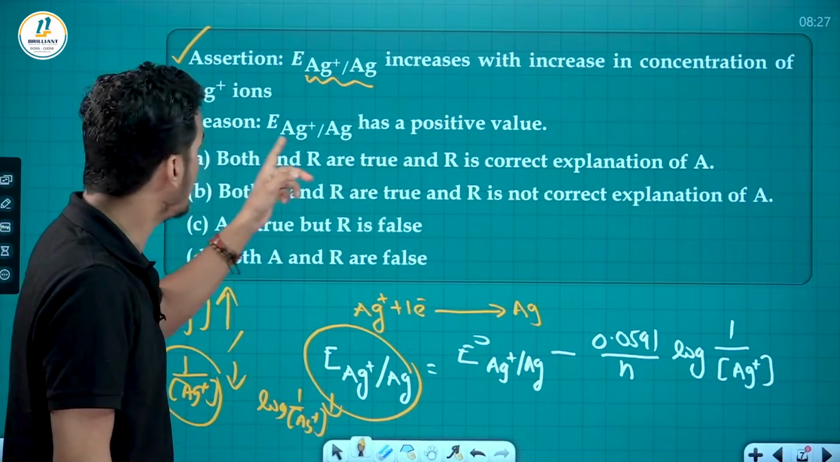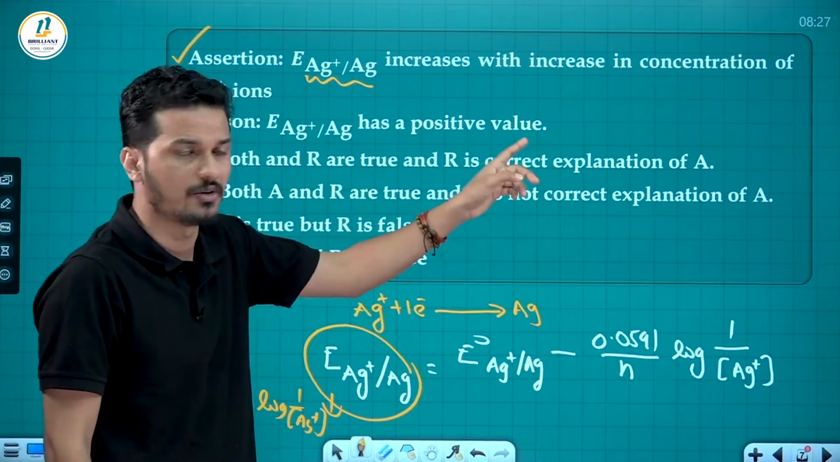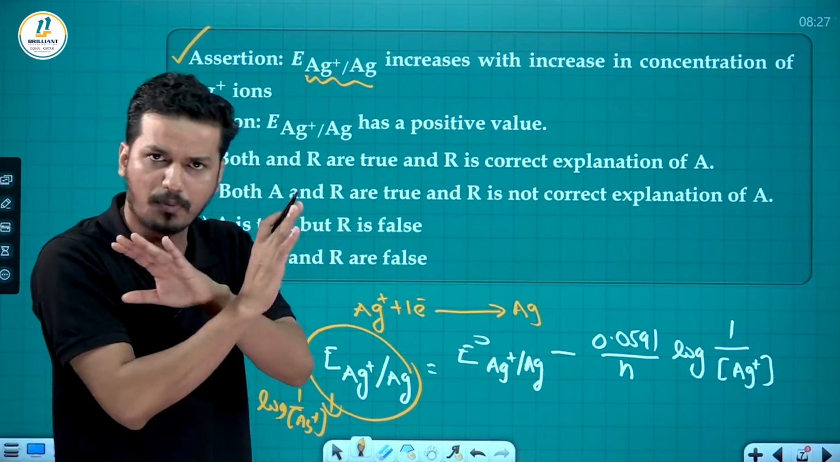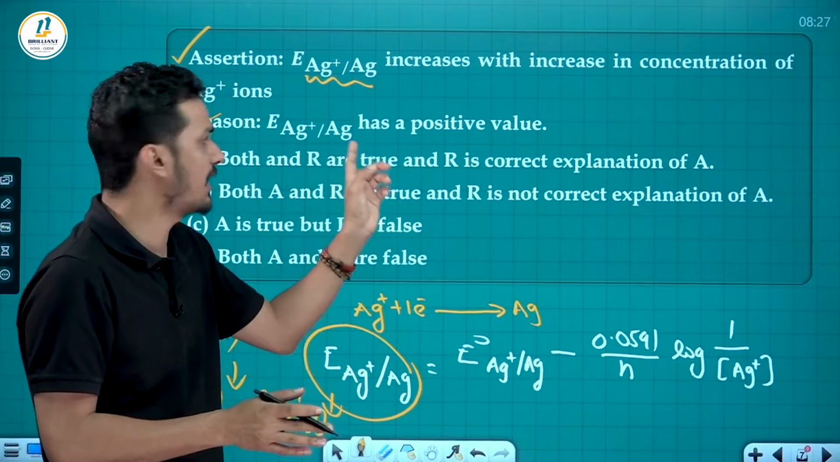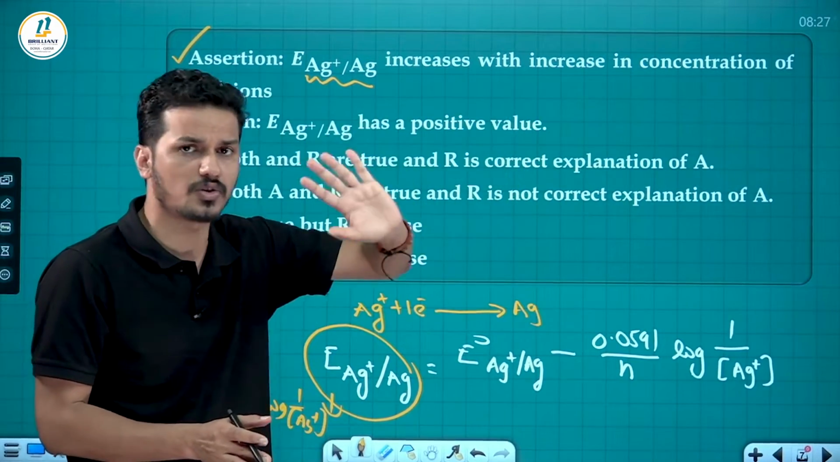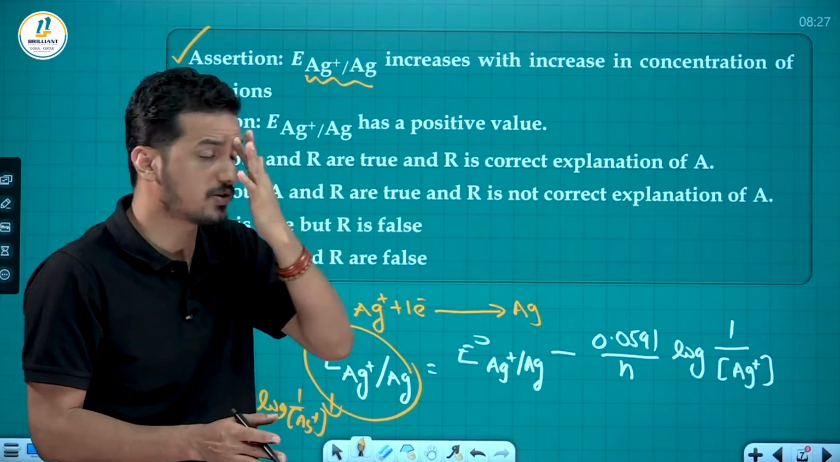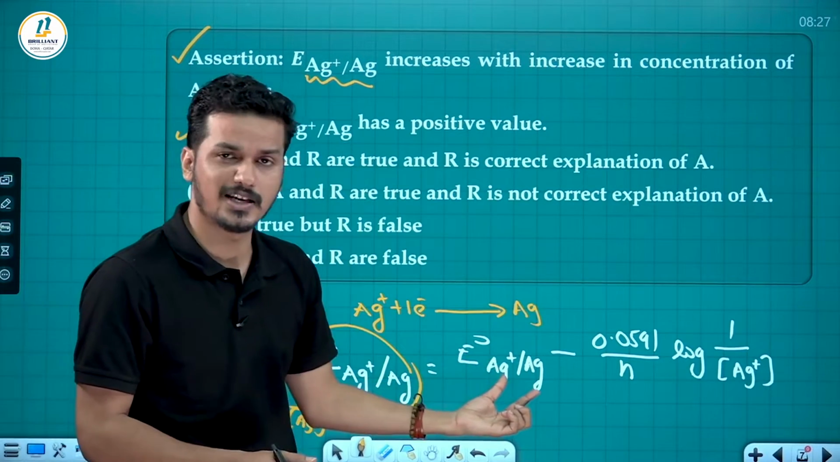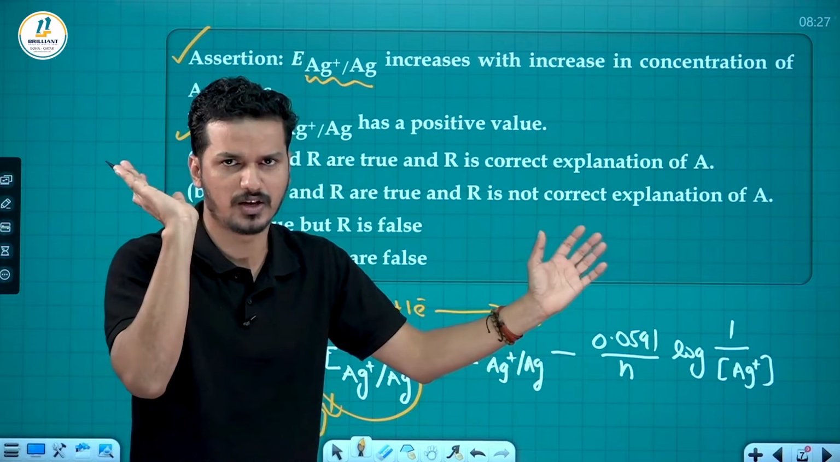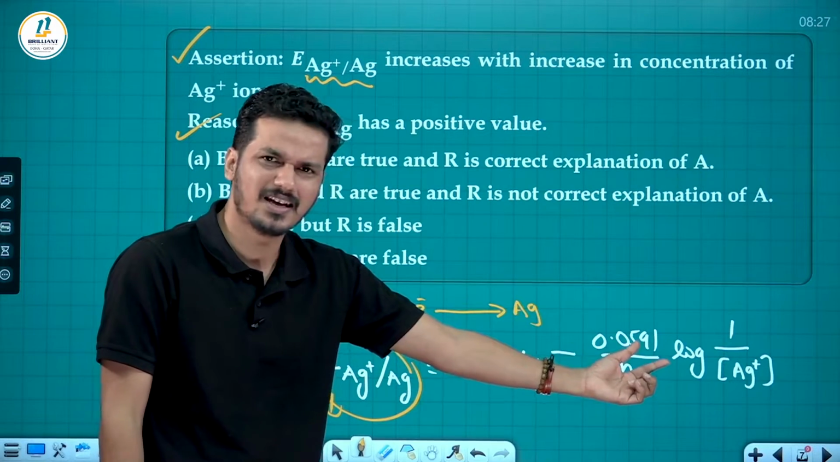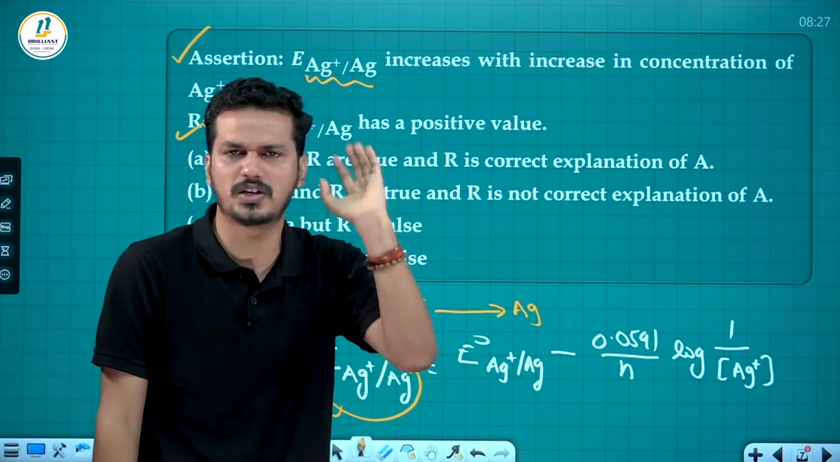And the reason, E Ag plus bar Ag has a positive value. That is also correct, a positive value only, not a negative value. That's also correct, because we know that E0 Ag plus bar Ag is positive. From that we are subtracting a small positive number, so we will get a positive value only.